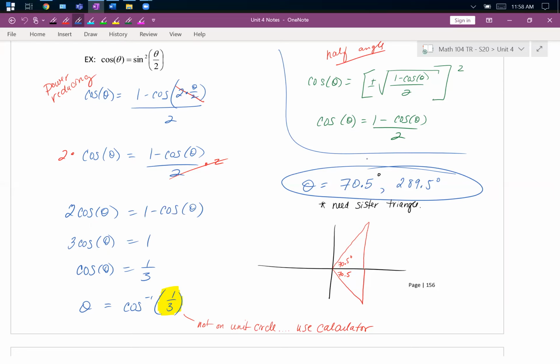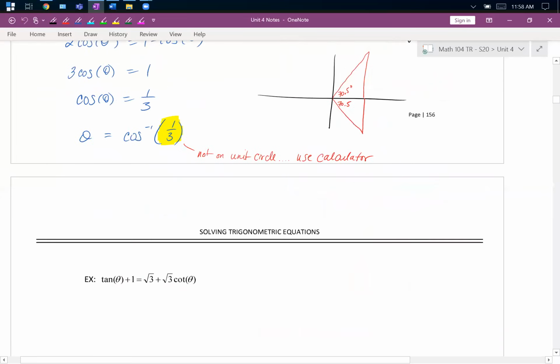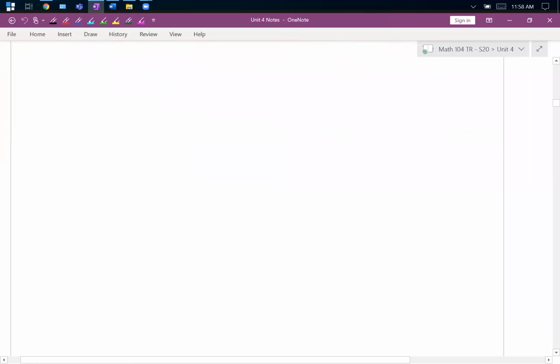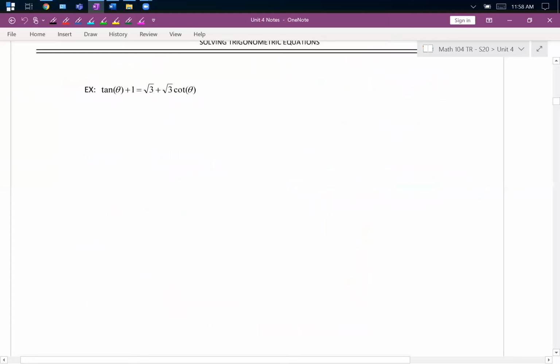All right, let's do one more today, and then we'll call it a day. Yeah, that's a good one. All right, tangent of theta plus 1 equals square root of 3 plus square root of 3 cotangent of theta.